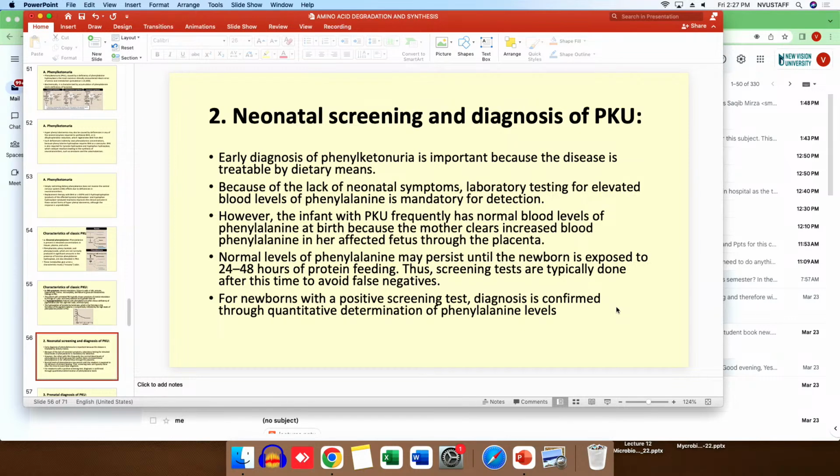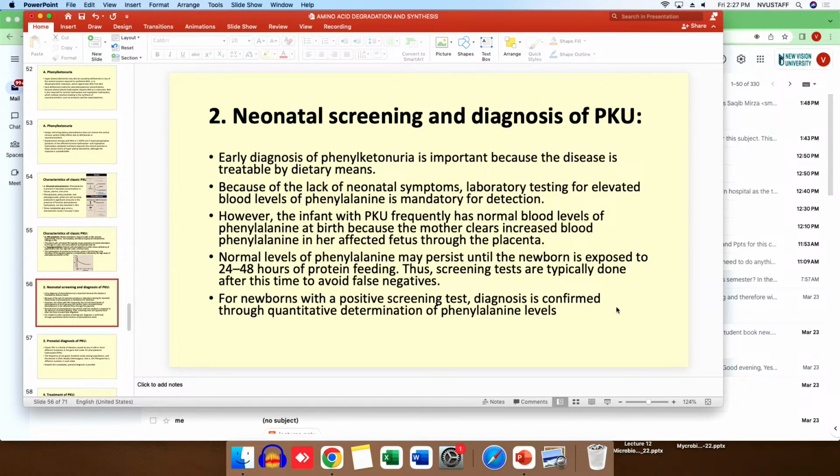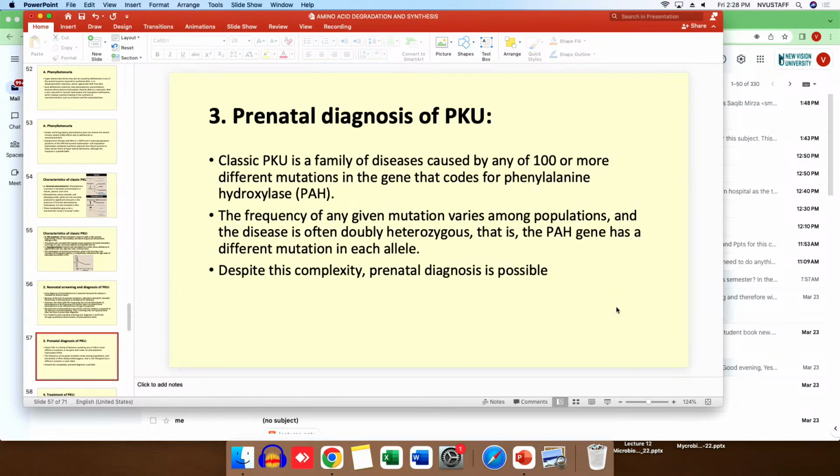We talked about the screening, so I guess that's it. From 24 to 48 hours, before 72, basically, before you discharge your patient, you have to screen. There is a prenatal diagnosis as well. Prenatal means before birth, before babies are born. We can check for phenylketonuria. We don't do it routinely. It's not a routine test. It's not a screening test. But for phenylketonuria, it's a genetic disorder, right? If the patient's relatives or parents or siblings had phenylketonuria, then it's better to check for phenylketonuria.